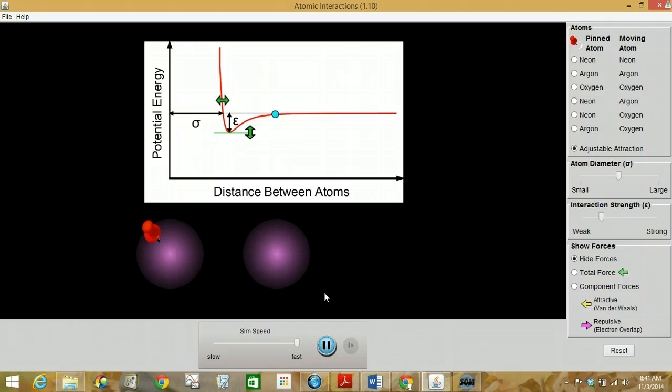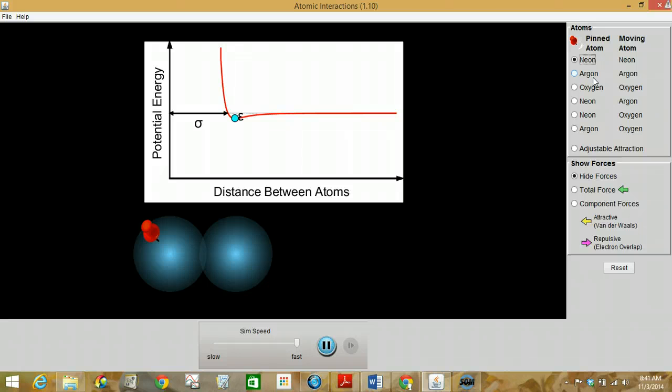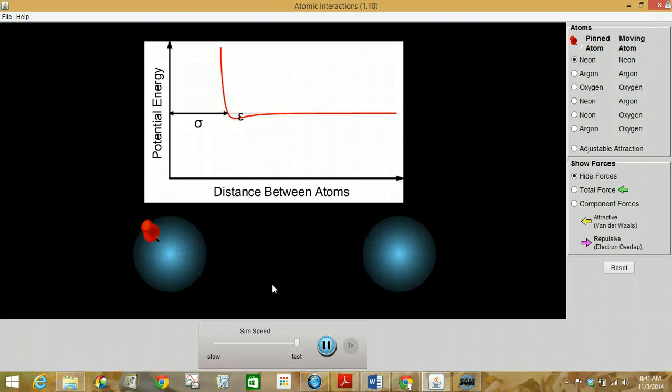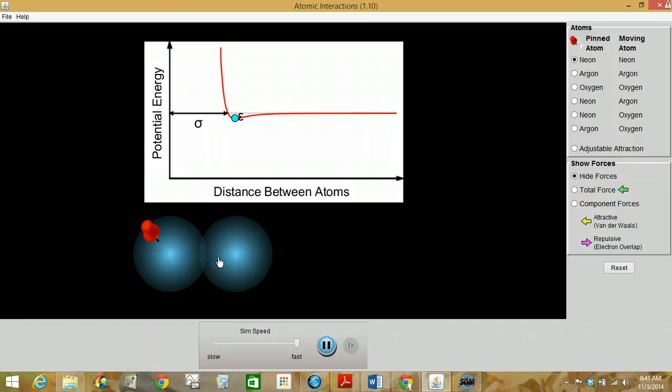Okay, so now we're going to move on to the neon-neon interaction. And select neon. Look at the curve here. And let's move the moving atom toward the pinned atom. See what happens. Closer.